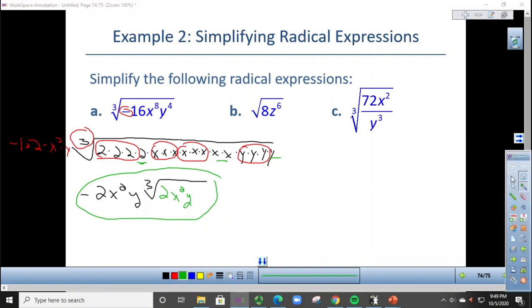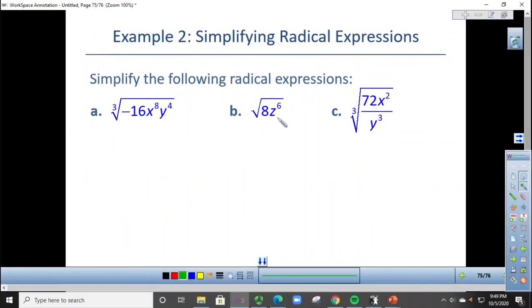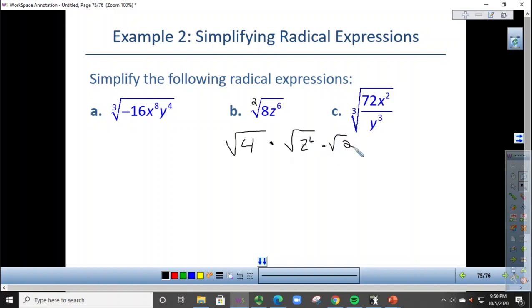Alright, so another way of evaluating these is when we look at this. Again, if my index is not present, it's assumed to be a 2. So another way I can look at this is to ask what is my biggest perfect square in 8. That's 4, times the square root of z to the 6, times the square root of 2, because 4 times 2 gives me my 8.